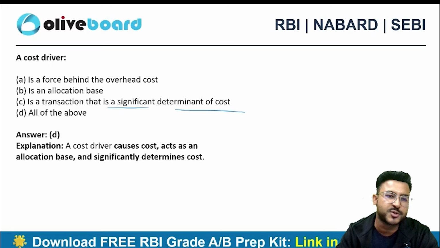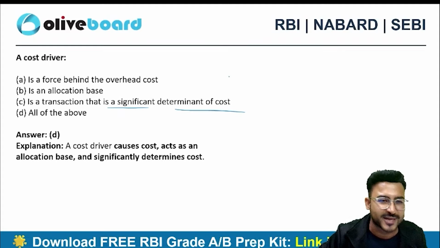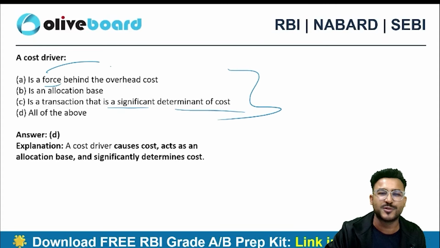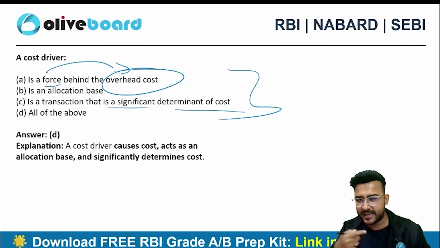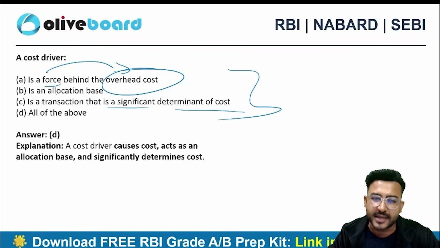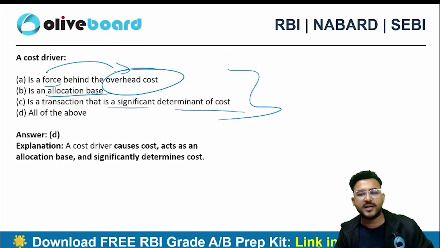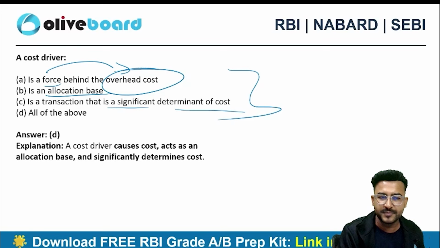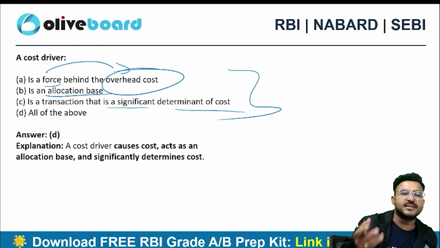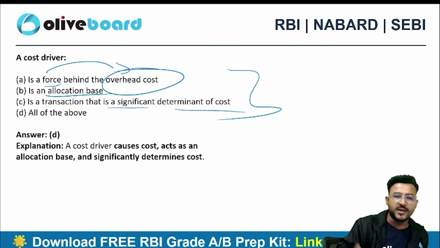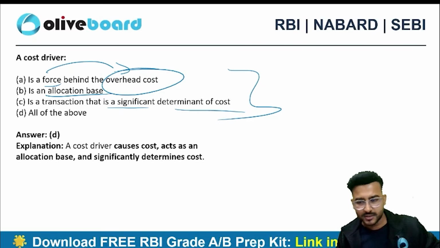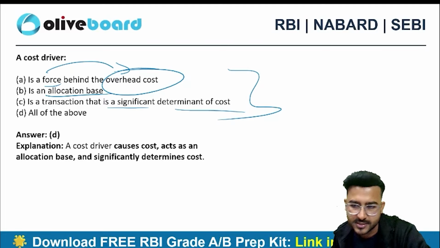Here the correct choice will be option D. Why? Because cost driver is everything. It is actually the force behind the overhead cost. Overhead cost increasing and decreasing is directly impacted by the cost driver. It is an allocation base. Yes, we allocate the overheads based on cost drivers, right? Is a transaction that is a significant determinant of cost. Yes, it is actually the driving force behind the cost. So all of the above will be the correct choice here, option D.